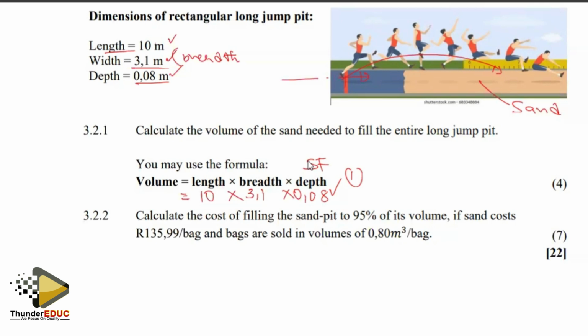So you have that much. Okay, we continue and we say 10 times 3, 1 times 0.08. So we end up having the answer as 2.48. Don't forget the units: meters cubed. Let's see how it was marked.